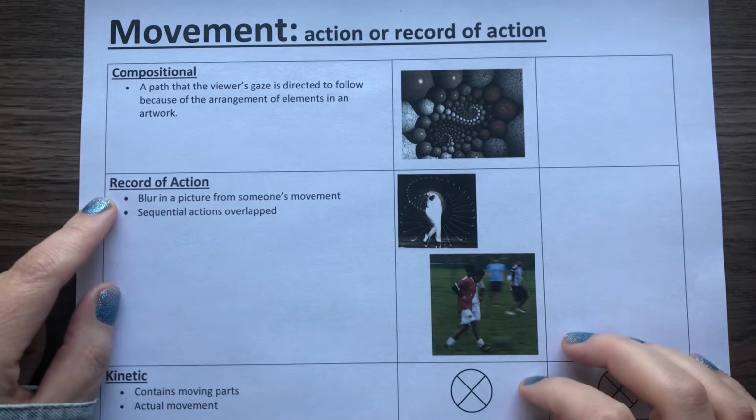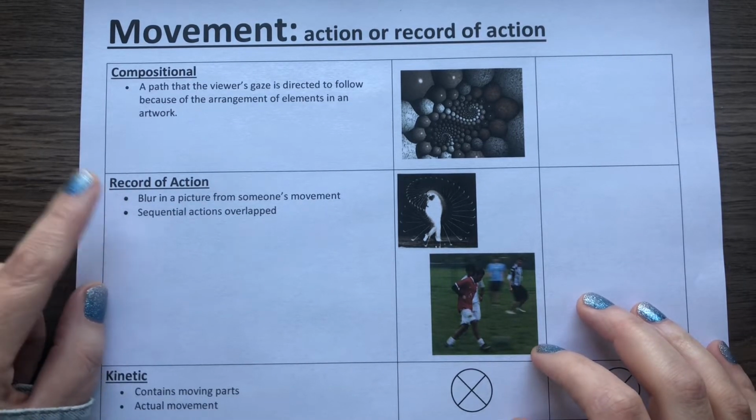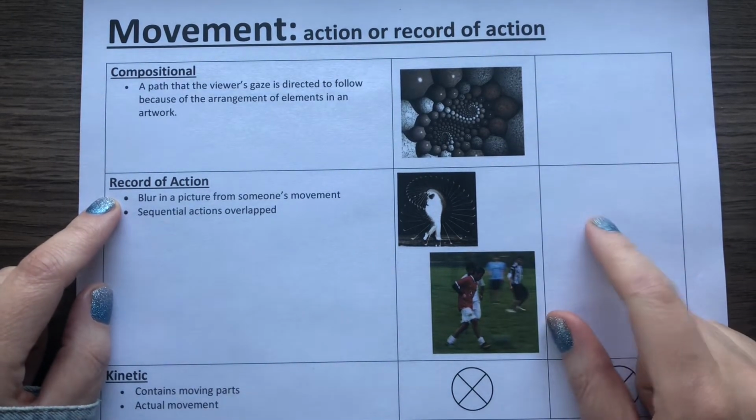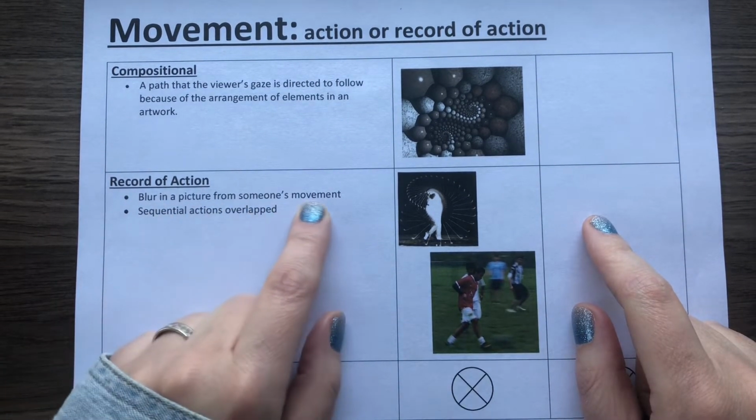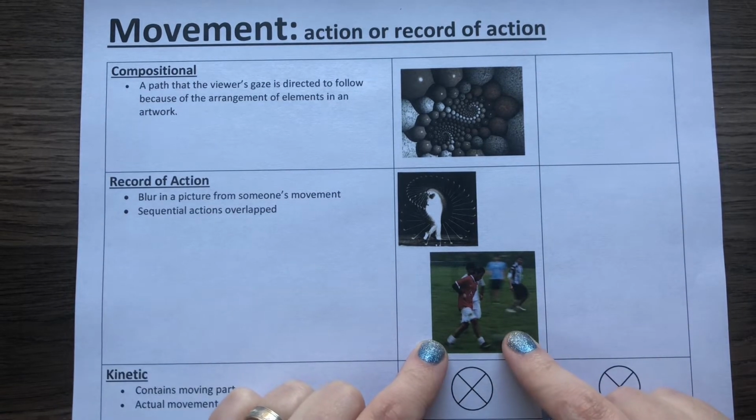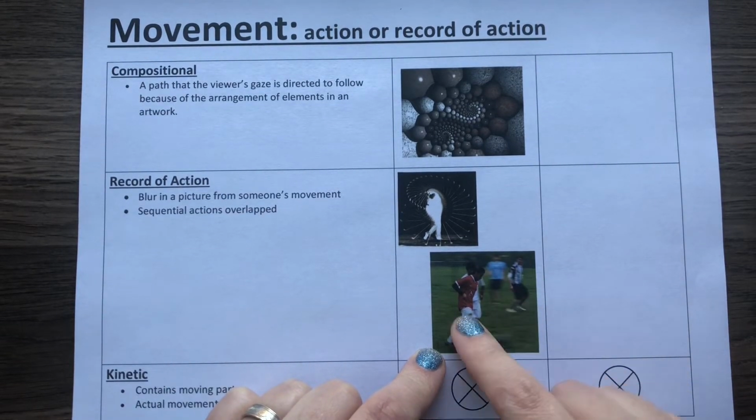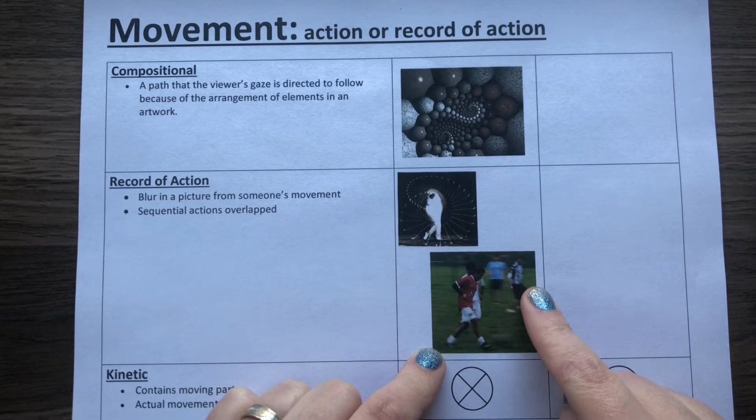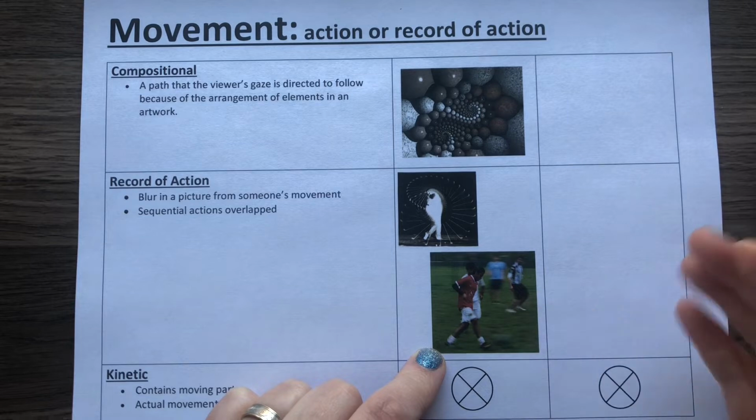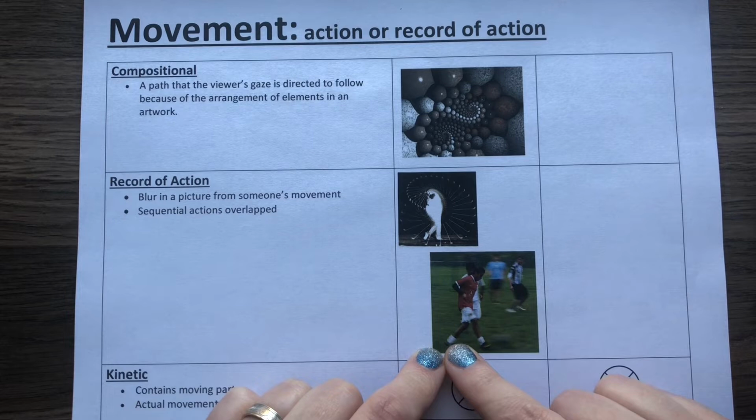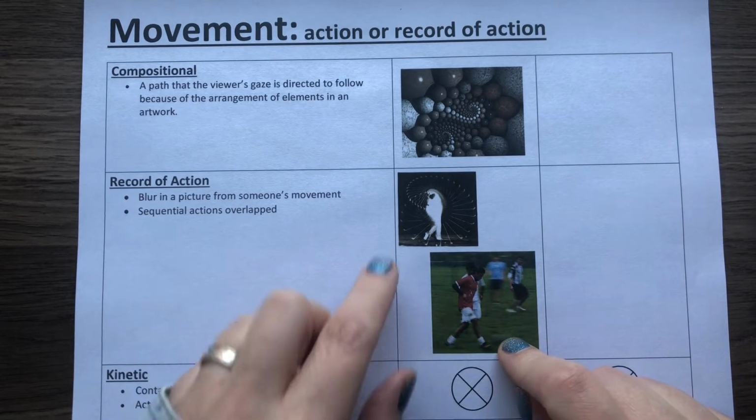Another kind of movement in art is a record of action. You can do that in a couple different ways. Two ways you can do that. You've got a blur in a picture from someone's movement. Like right down here, you can see this one person is in focus and they're trying to kick a ball. And because this person's moving and the camera's focused on them, everybody else is blurry from the motion, right? So that is a record of a real motion in real life, but it's just a recording of it.